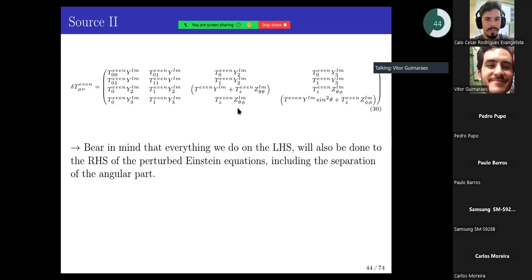Bear in mind that everything that we do in the left-hand side, which we are going to start doing now, which is basically what is happening inside the Einstein tensor, on the left-hand side of the Einstein equation, will also be done to the right-hand side. Everything you do on one side, you do on the other.